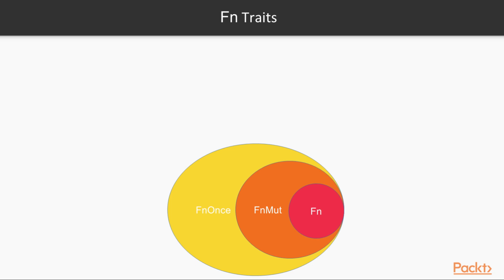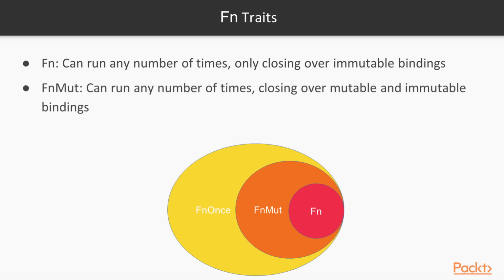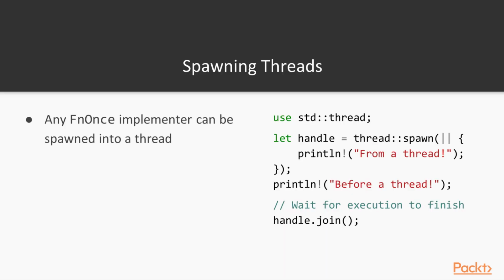So there are 3 Fn traits, and it's important to know the distinction between them. An Fn, or fun, can run any number of times, only closing over immutable bindings. That is, it's essentially just the same as a regular function. FnMut can run any number of times, and it can close over both mutable and immutable bindings. And FnOnce can run once, and it's allowed to take ownership of captured bindings. Any FnOnce implementer can be spawned into a thread, and if you recall from the diagram on the previous slide, all Fn or FnMut implementers are FnOnce implementers as well. So any function can be spawned out into a thread.